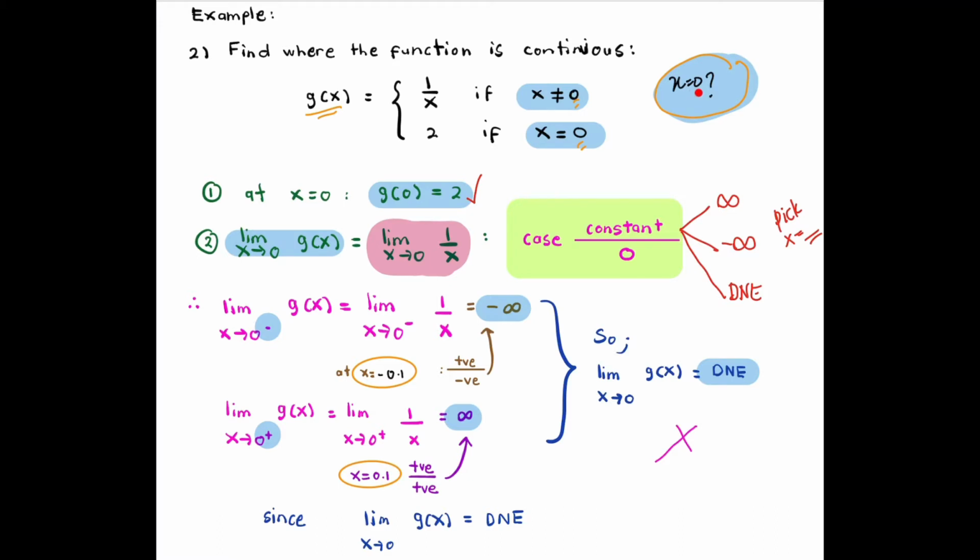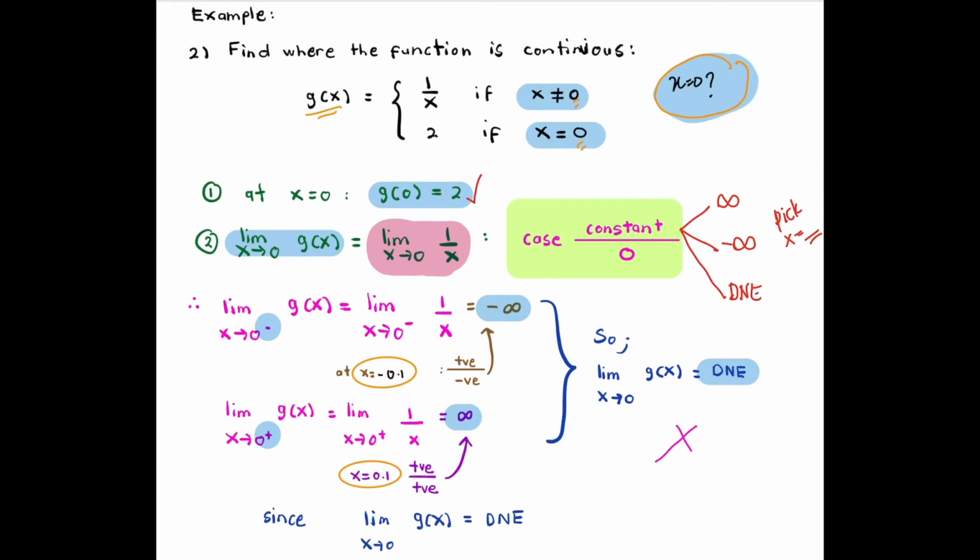to 0. So let's check the first condition, g(0). Okay, so when x is equal to 0, g(0) is equal to 2. So we have fulfilled the first condition. The second condition, the limit of g(x) as x approaches 0. So let's see here, as x approaches 0 from the left and from the right, this is your function.